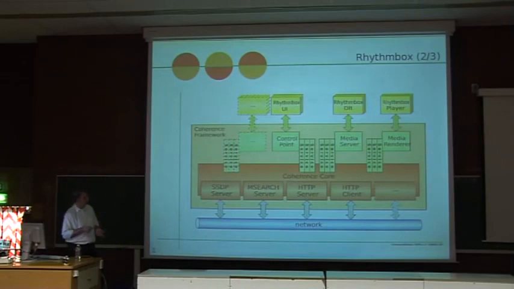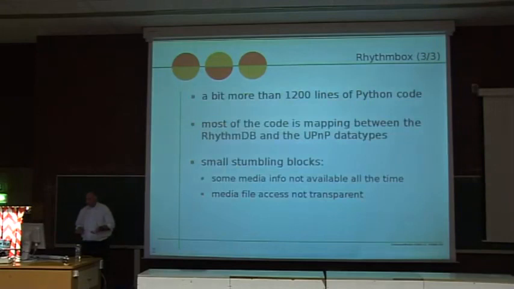And on this thing here, Rhythmbox sends out, give me all the media files that are on the network, and we just return it, and Rhythmbox can display it in its UI. The whole glue code is not more than 1,200 lines of Python code. Most of it really is just mapping, translating between the Rhythmbox database, the Rhythmbox internal representation of an audio file, into what UPnP thinks an audio file or the metadata for an audio file should look like.